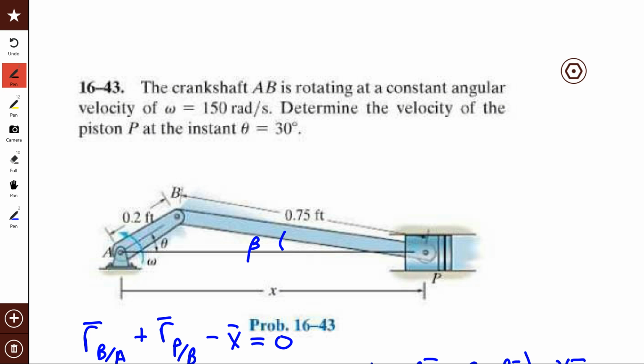Okay. What is it that they want me to find? The velocity of piston P. Yeah, I think it's the velocity, right? We have to change that. The crankshaft has blah, determine the velocity. So they want the x dot term of the piston at the instant theta equals 30 degrees.